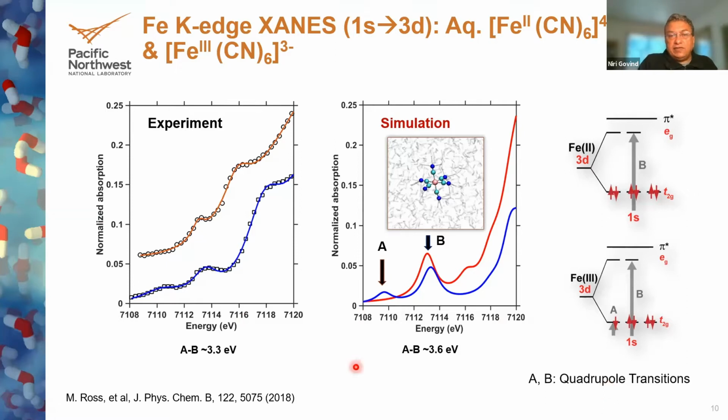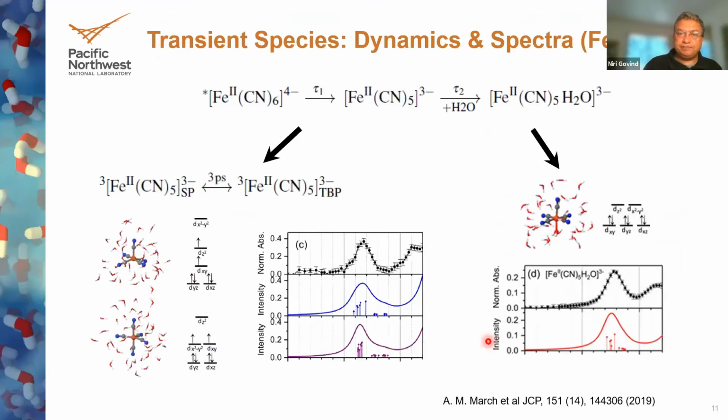Experimentally, the A and B features are split by about 3.3 electron volts. And with our level of theory, we were able to predict a 3.6 electron volt splitting, which was reasonably good given that you have to choose the appropriate exchange correlation and so on, especially with DFT and TD-DFT calculations. We were pretty satisfied with this agreement. And note that these calculations were done in a QM/MM environment where we treated the solvent explicitly with molecular mechanics, and the transition metal complex was treated quantum mechanically. So this actually set us up really well to understand this photoaquation process.